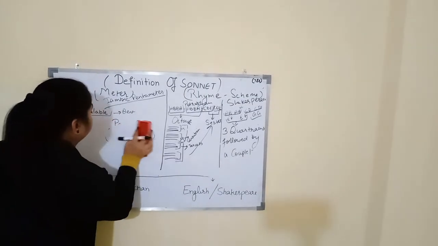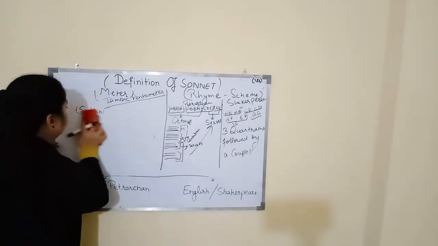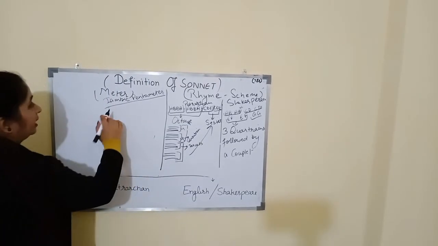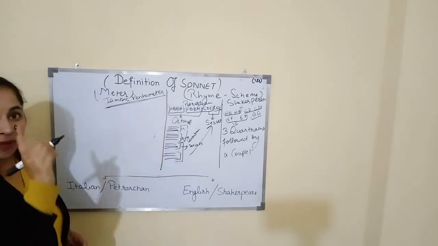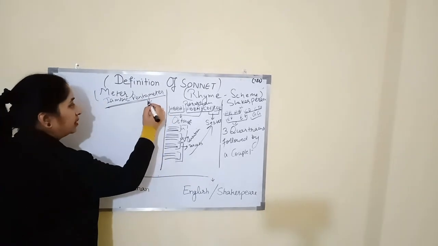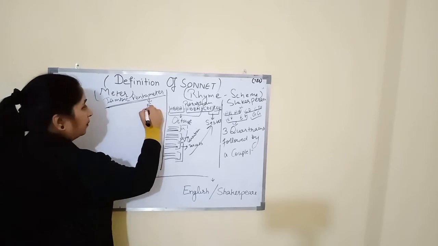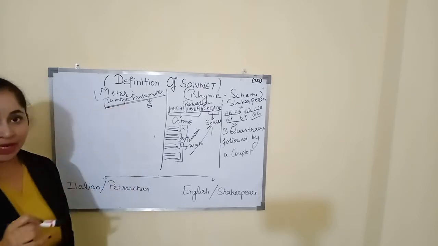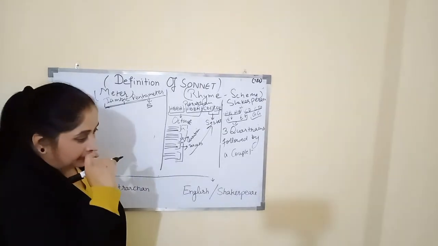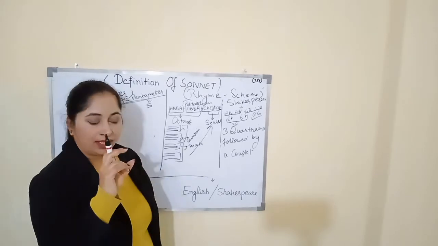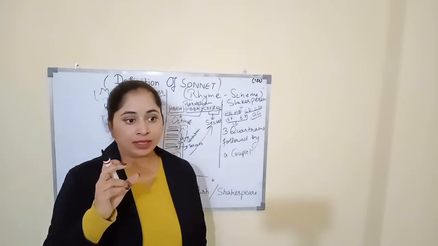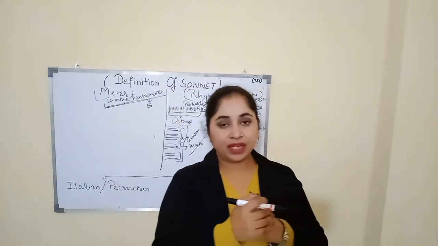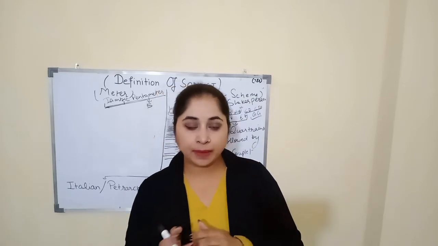Now, what happens in iambic pentameter, first of all? Penta, we know, pentagram. Pentameter means 5, right? And what is iamb, right? Let me explain this. As I said, the beats, right? Certain words have a stressed beat and unstressed beat, right?